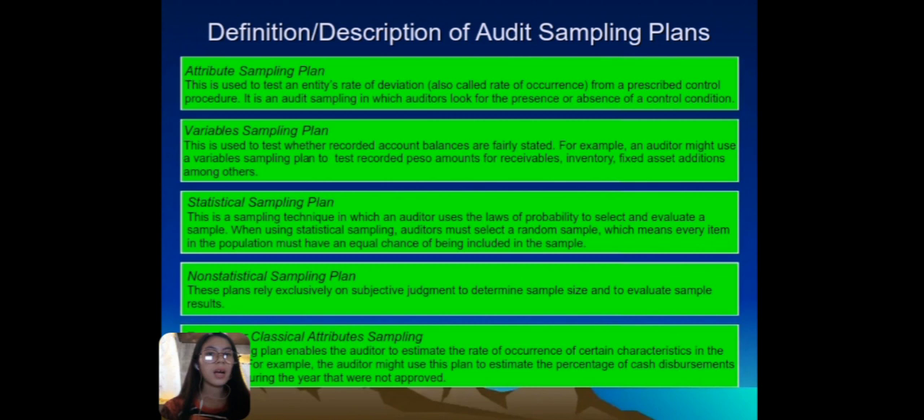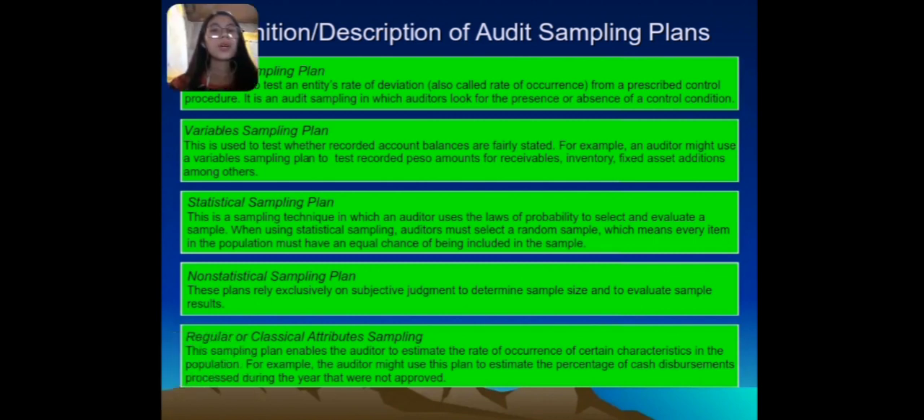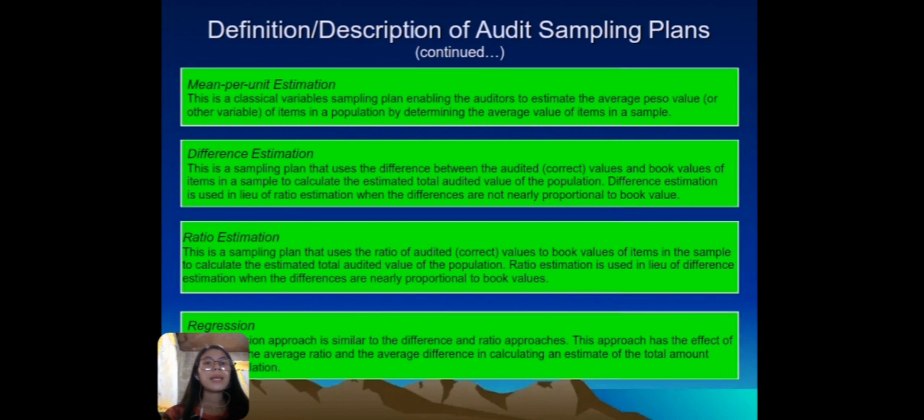So these plans rely exclusively on subjective judgments to determine sample size and to evaluate sample results. Next is classical attributes sampling. This sampling plan enables the auditors to estimate the rate of occurrence of certain characteristics in the population. For example, the auditors might use this plan to estimate the percentage of cash disbursements processed during the year that were not approved.